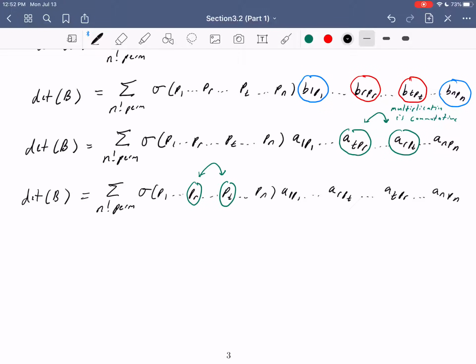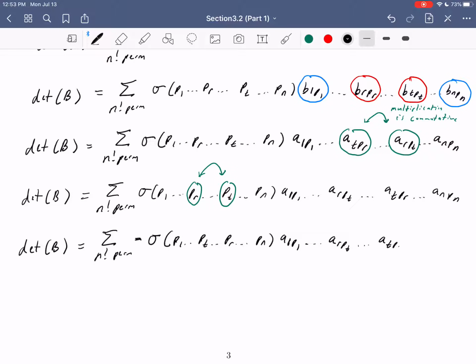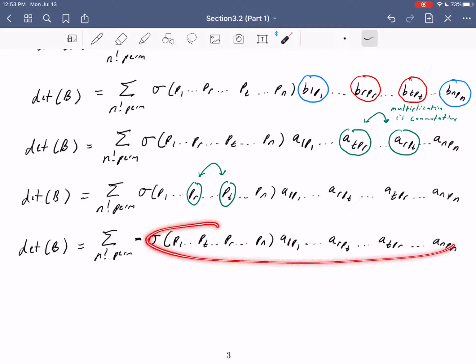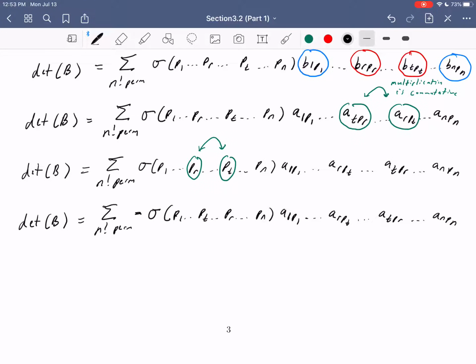We said that if you swap any two elements in a permutation, you negate the sign. So this is now the determinant of B, the sum over those n factorial permutations, negative the sign of P1 to PT to PR to PN, A1P1, ARPT, ATPR, down to ANPN. Now you will notice that these are used exactly in the order that they're over here. So this is how we set up the definition of the determinant. So we can factor that negative sign out. Determinant of B is negative the sum over those n factorial permutations.